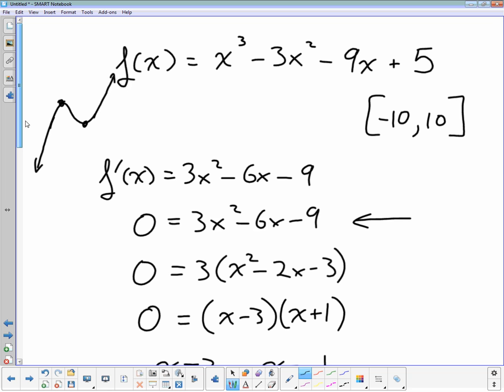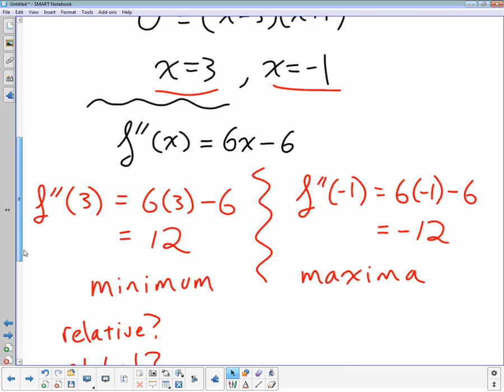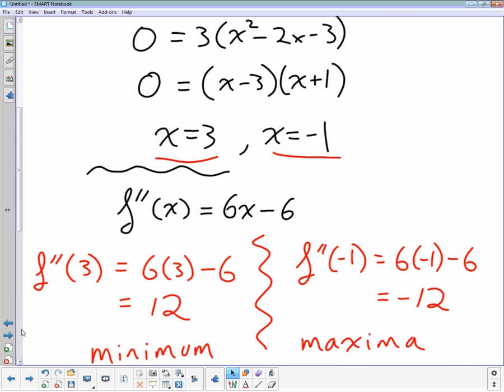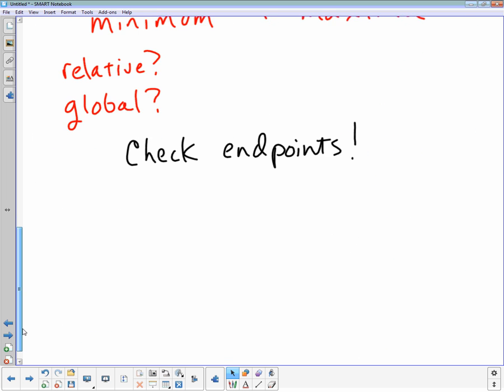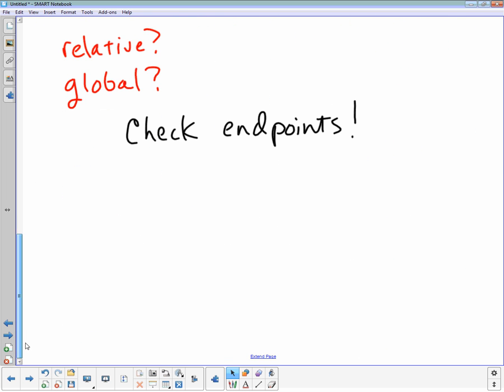Okay. So what I'm going to do is I'm going to say, all right, let's find out how high or low the function is at those endpoints. So what we have is 4 places that we have to check, 4 critical points.